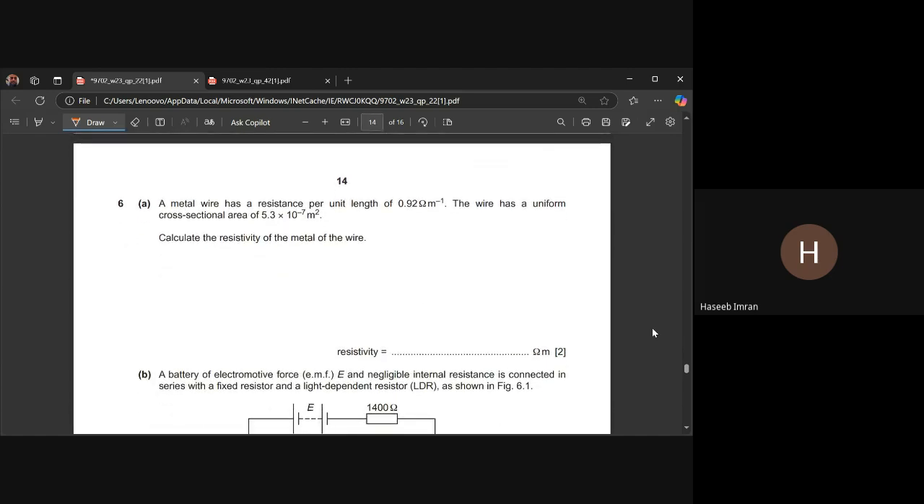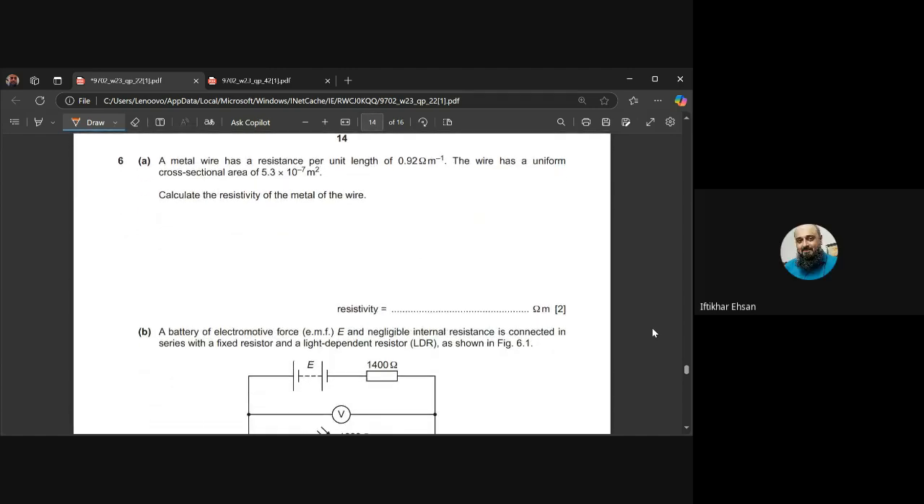Okay sir. It says a metal wire has a resistance per unit length. Per unit means divide. Means this is resistance divided by length. Wire has a uniform cross section area A. Calculate the resistivity. So resistivity is equal to RA over L. But what is here? We are given a combined value of R over L. So we will separate it.